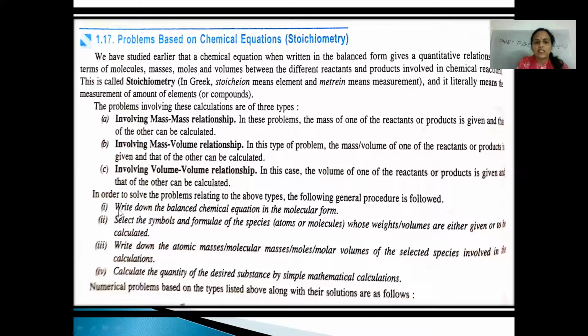So in order to solve problems of these types, the following general procedure is followed. First, write down the well-balanced chemical equation in the molecular form. Then select the symbols and formula of the species, atoms or molecules whose weights or volumes are either given or you need to calculate. Third, write down the atomic mass or molecular mass, moles, molar volumes of the selected species involved in the calculations. And the last, calculate the quantity of the desired substance by simple mathematical calculations. So we'll see the numericals one by one.